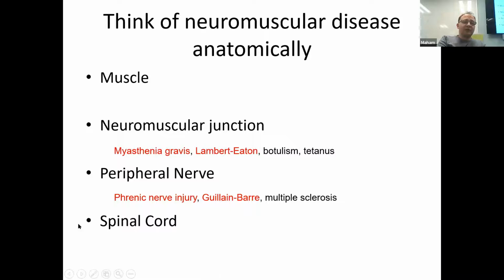And then finally, spinal cord injury, whether it be tumor, transverse myelitis, or trauma that cuts the cord function at a certain level, being C3, 4, and 5, can impair diaphragmatic function.